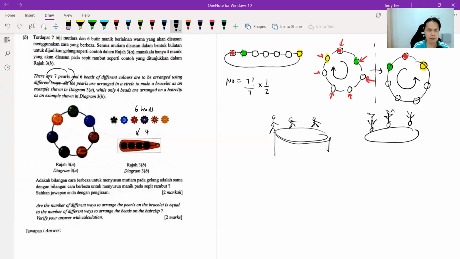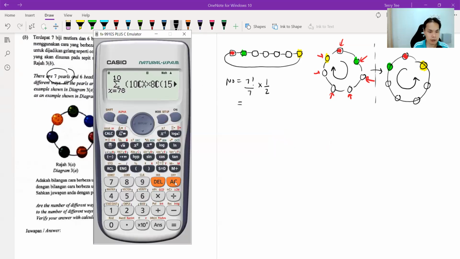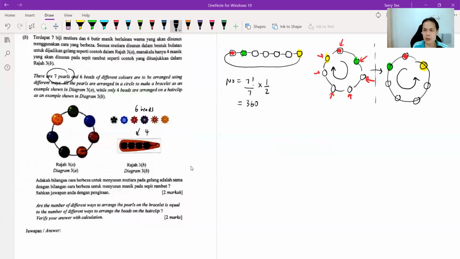This will be 7 factorial. Let me clear this. 7 factorial, oops, 7 first. You divide by 7. You can write 6 factorial, and then you times 1/2. So this will give us 360. Okay, just so you know, another way of thinking is this.